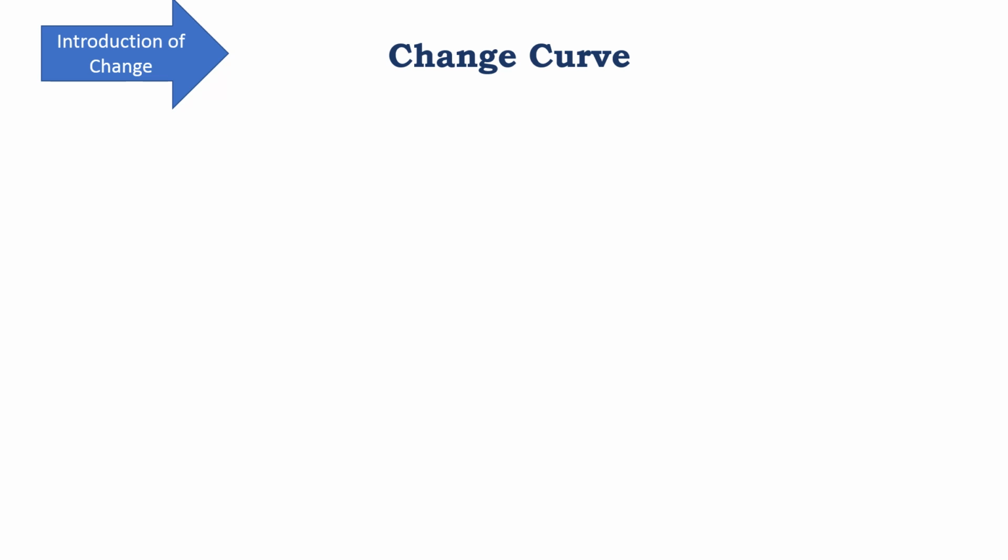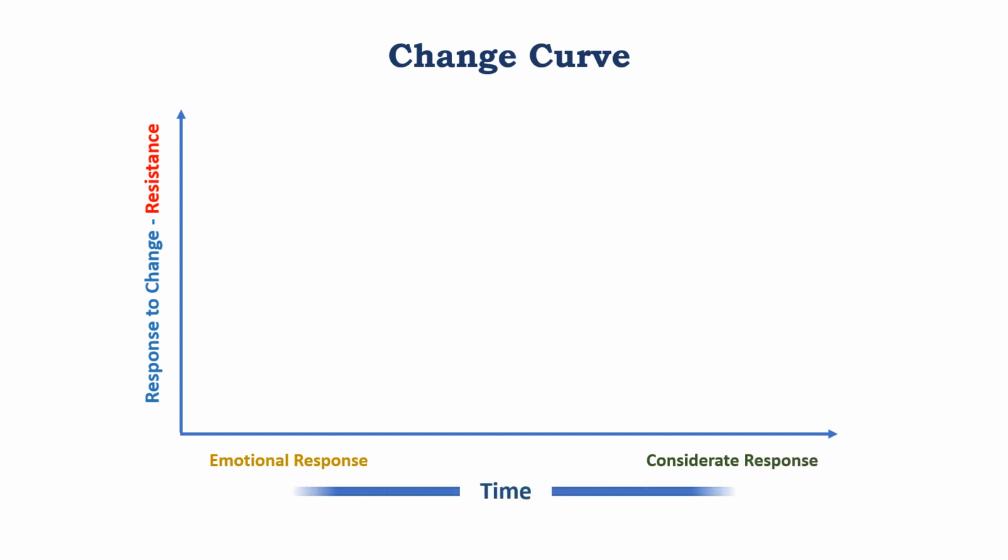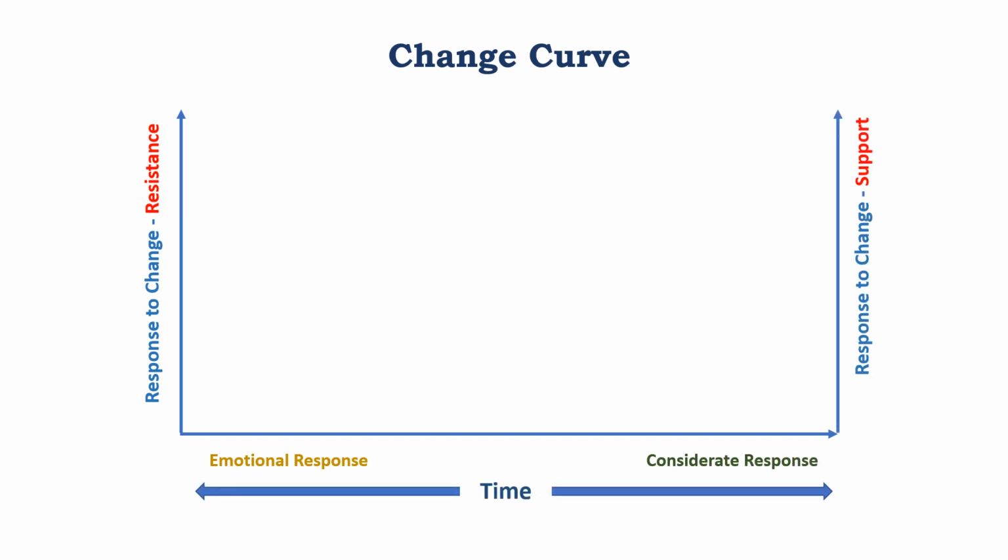Now let's quickly understand the change curve as well. There is usually this journey from resistance at the beginning to support the change in the end. So the usual response to change at the beginning is resistance. There is emotional response which turns to more considerate over time. And that leads to positive response and usually support to the change.